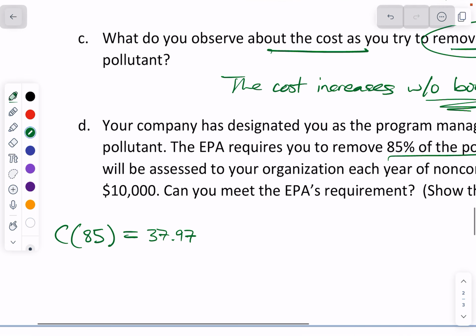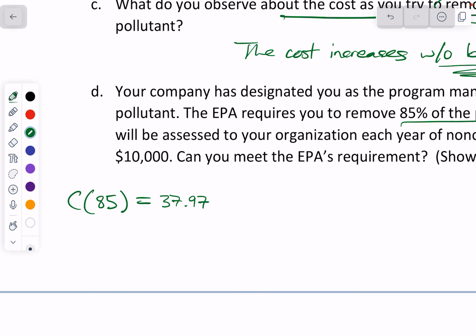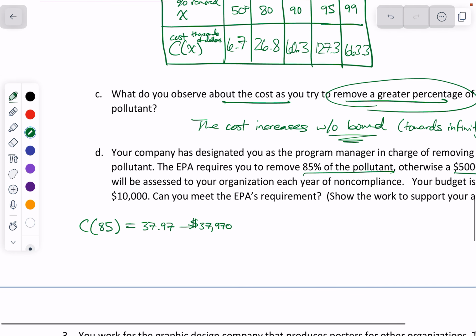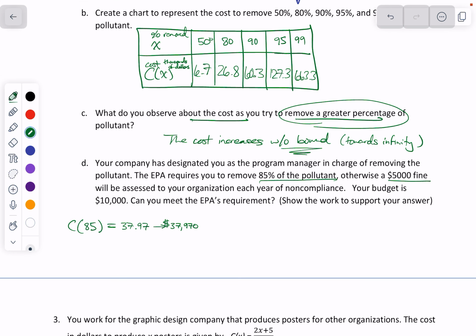So if I wanted to remove 85%, essentially this corresponds to $37,970. So obviously, that's not our budget. We've blown past our budget. And then if we don't do this, we get a $5,000 fine to be assessed to our organization for each year of non-compliance. Can we meet the EPA's requirement? It's looking like, my friends, we cannot.